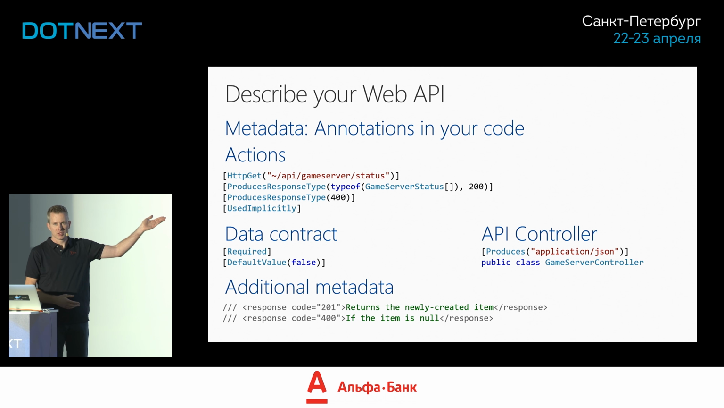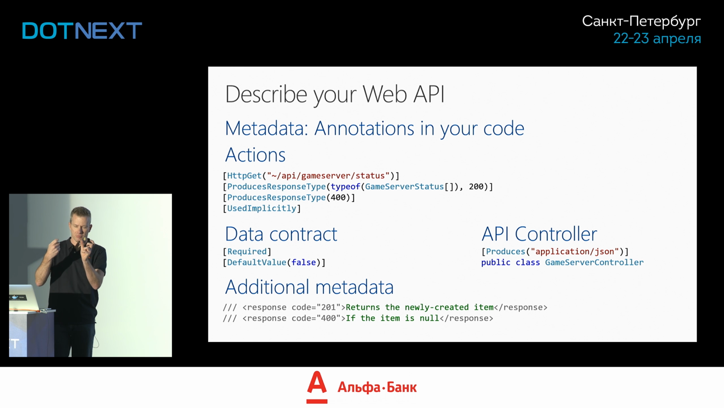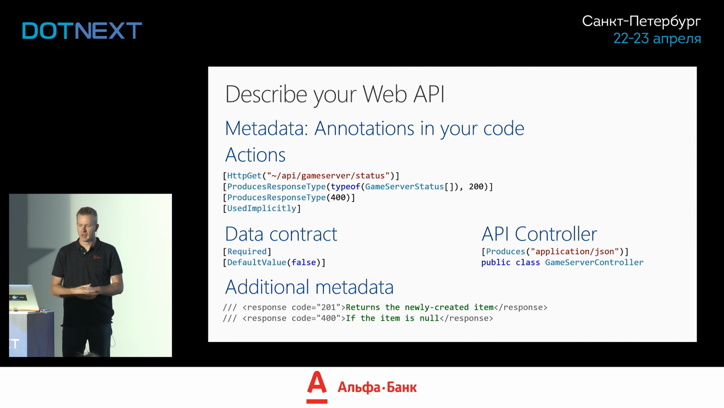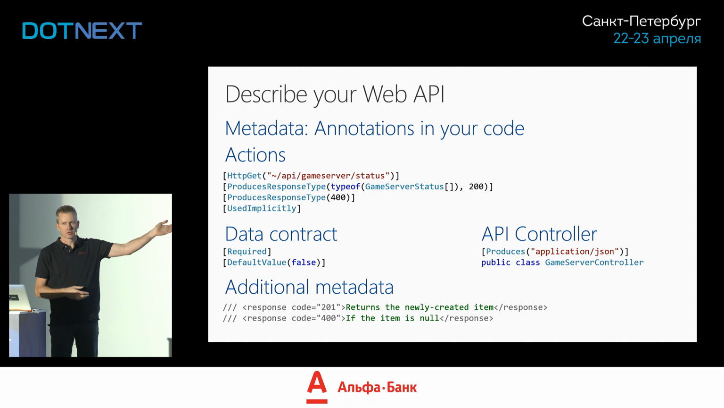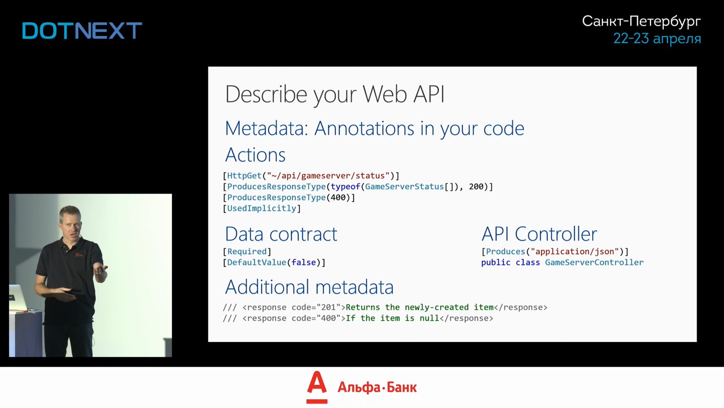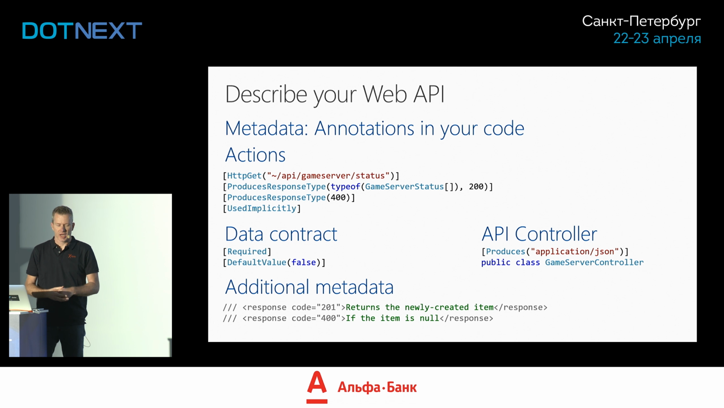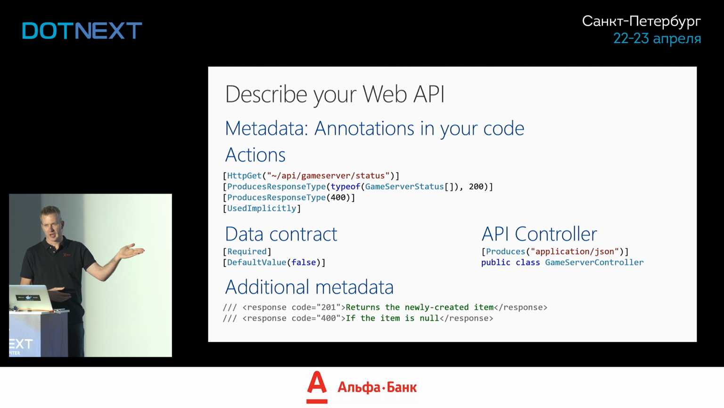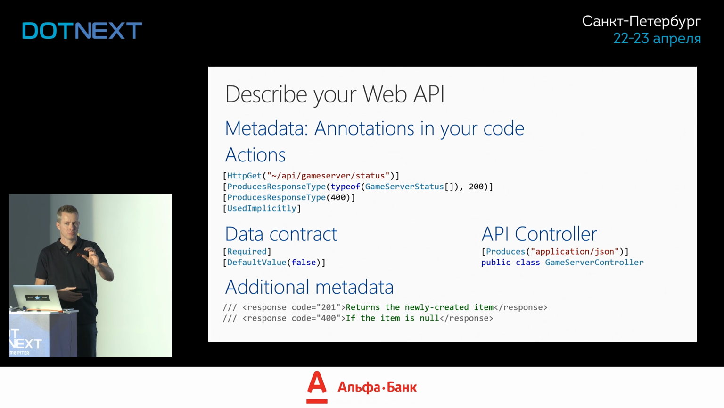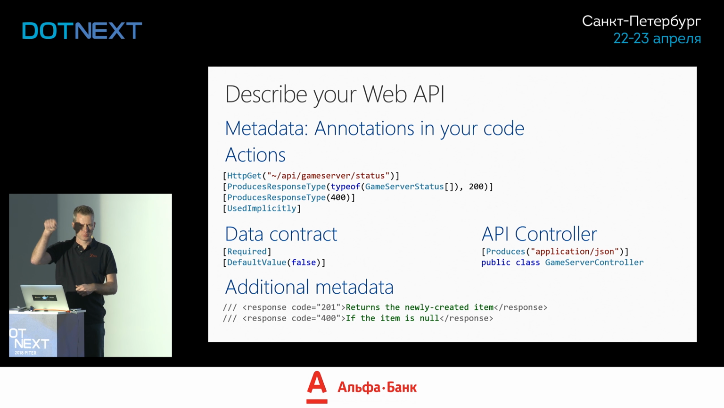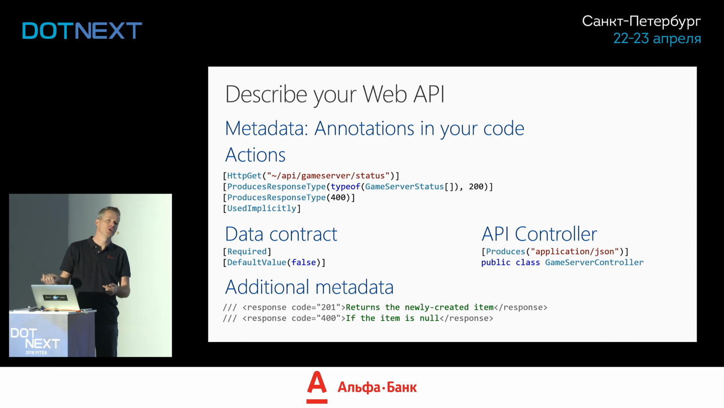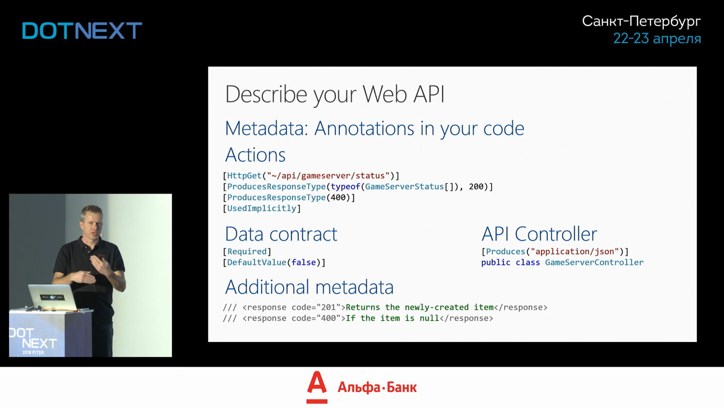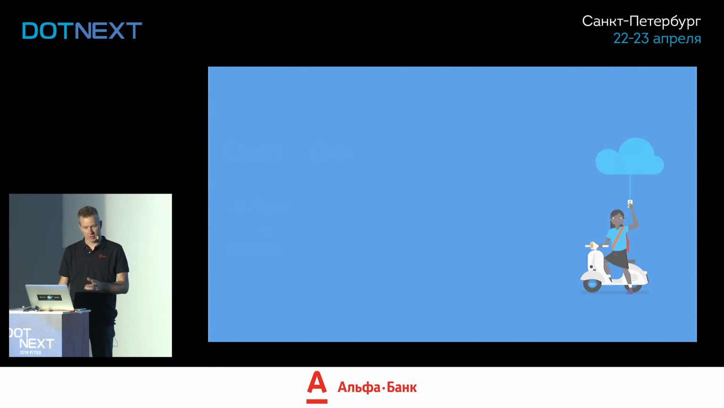It respects your data contract, so all the validation attributes that might be there. It can do, for the API controllers, the content type that you'll be producing. And also you can do more metadata in XML documentation, but you will have to flip the switch in your project properties that says generate the XML documentation. And if you copy that into your run folder, it will actually be able to pick up the XML file and do more stuff with it. Another demo.